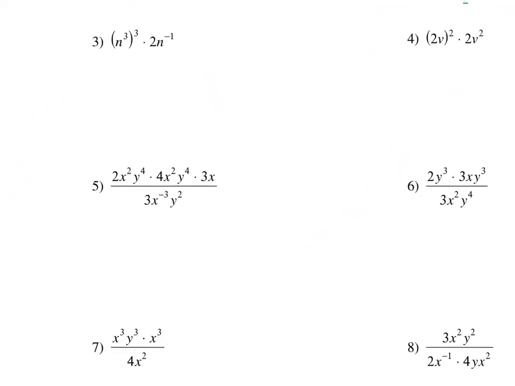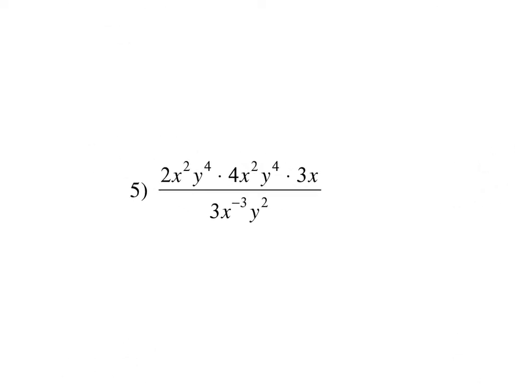I'm going to skip down to one of these more complicated ones here. Again, this is all separate piece numbers. We have 2 times x to the power of 2 times y to the power of 4 times 4 times x to the power of 2 times y to the power of 4 times 3 times x.